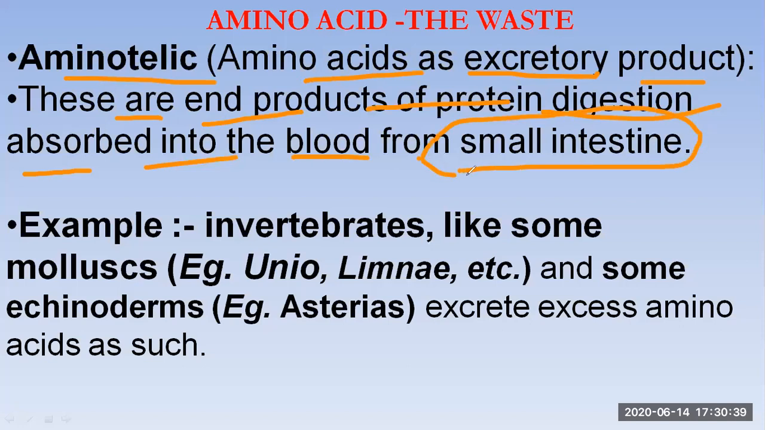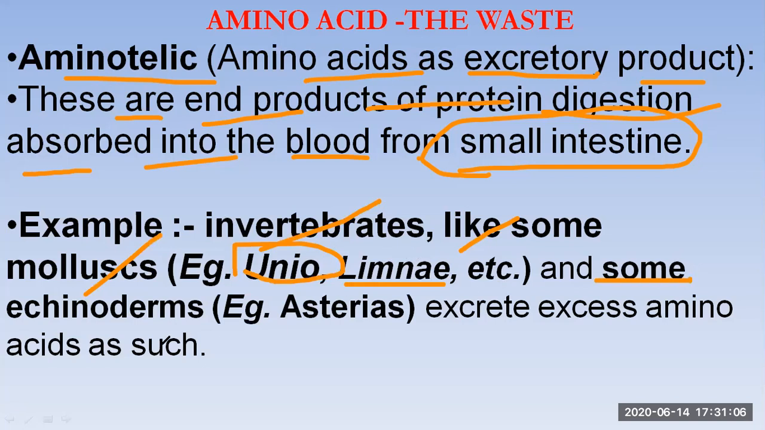This is simply absorbed, unlike fat, where the fat molecules have a very typical absorption we have already studied in the digestion and absorption chapter. So here it's simply absorbed into the blood from the small intestine. Examples of aminotelic invertebrates are some mollusks. Okay, some mollusks, they have given the examples Unio and Limnaea. So Limnaea, these are the aminotelic.